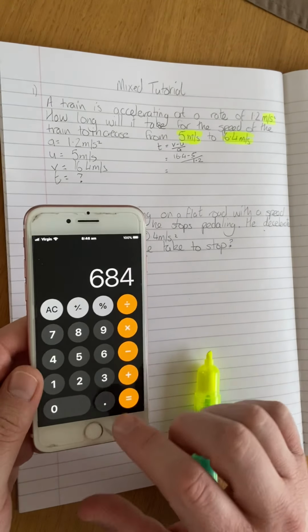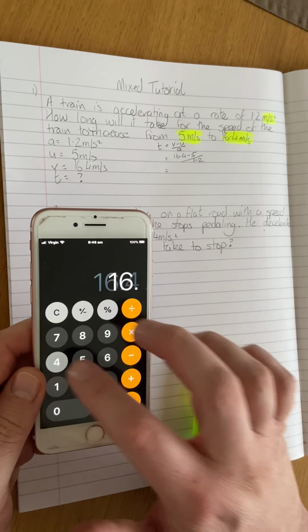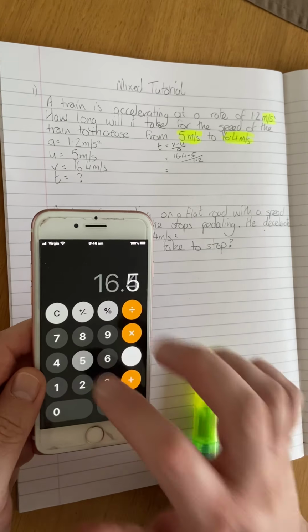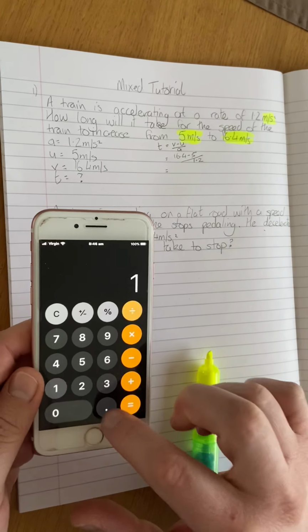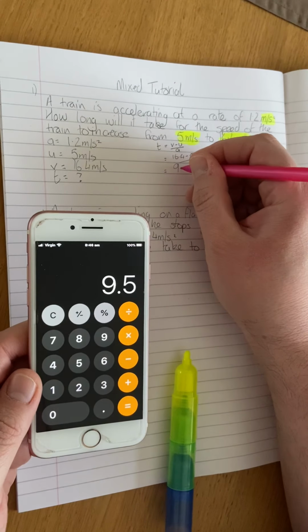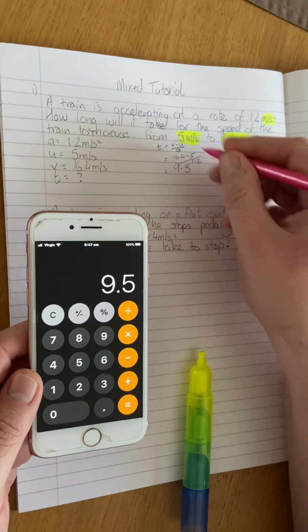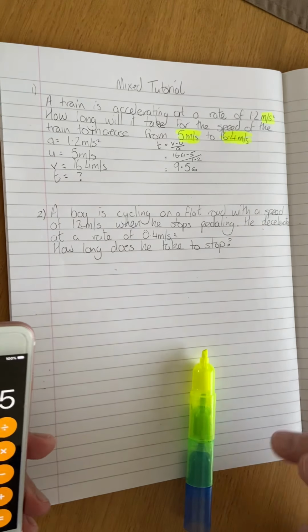Calculator. So I'll just do 16.4 take away 5 equals divided by 1.2. And it tells me the answer is 9.5. Because it's time, that would be seconds. So that's the first one.